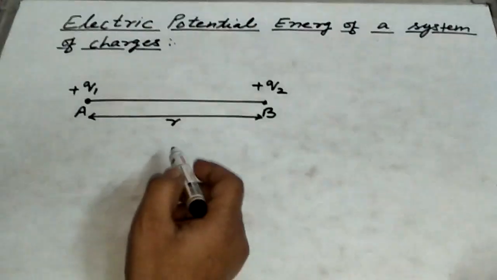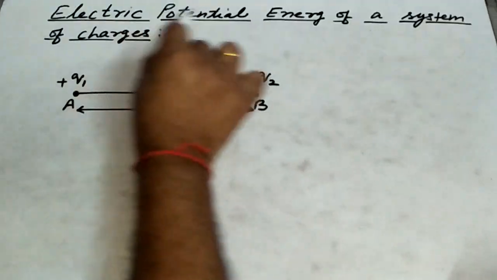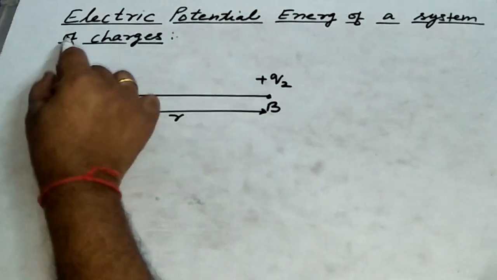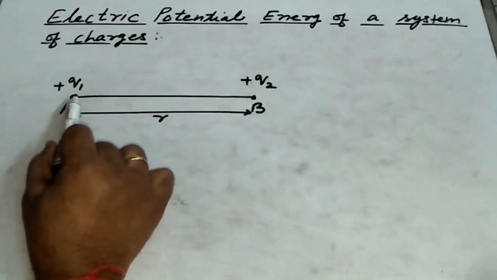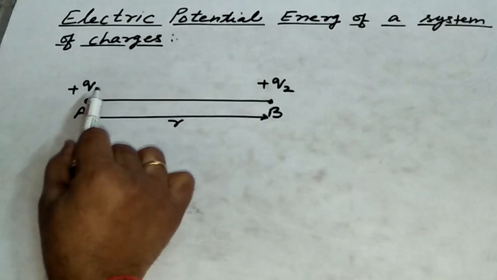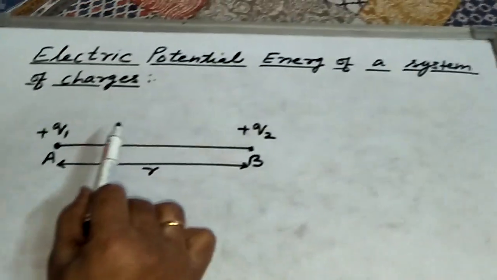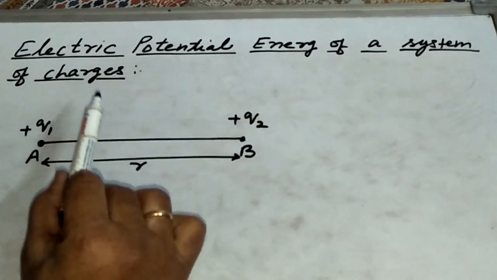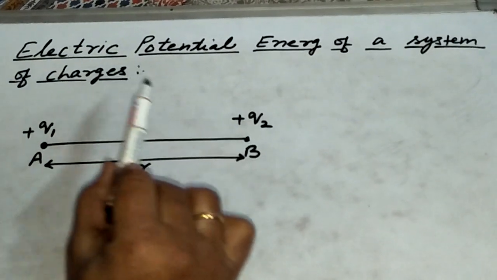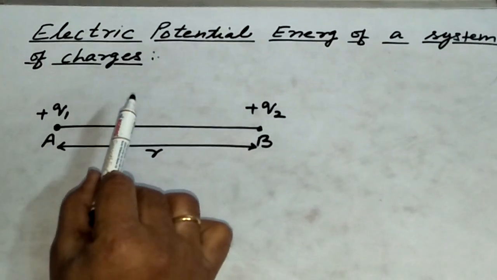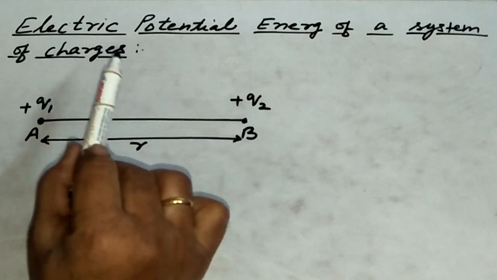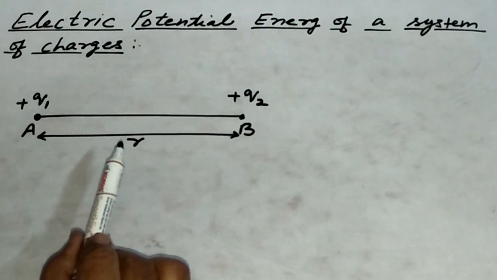In this video, I am going to discuss the electric potential energy of a system of charges. The electric potential energy of a system of charges is the work done in bringing the charges from infinity to near each other to form the system.